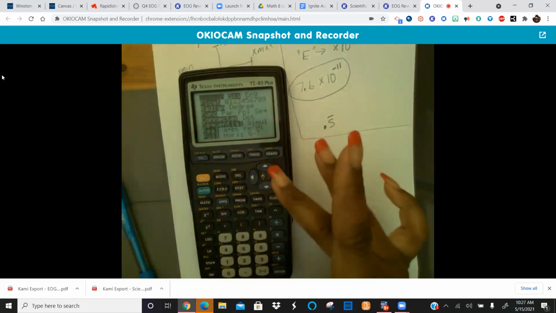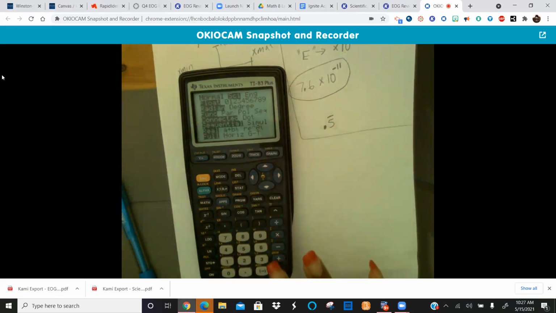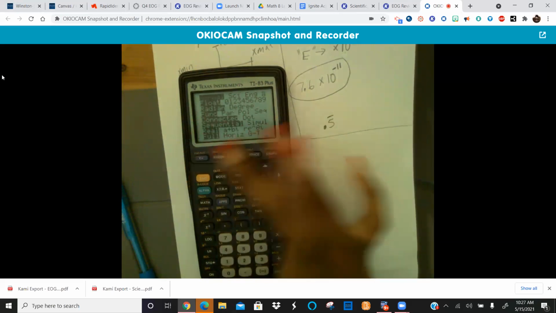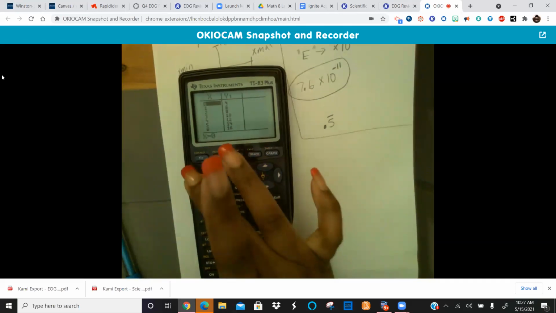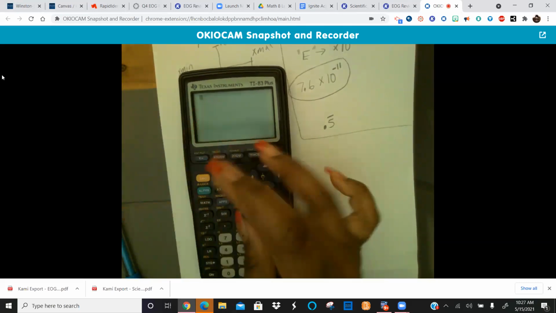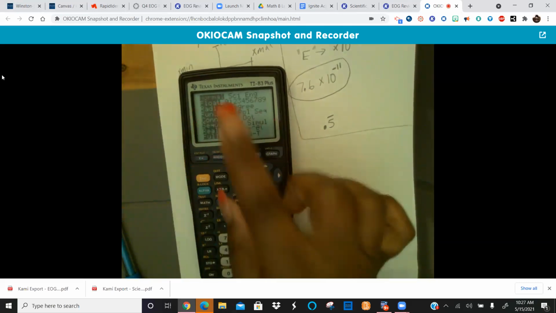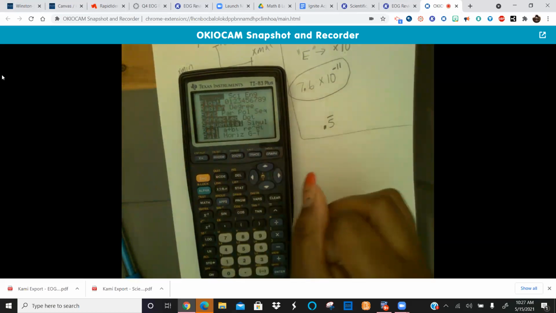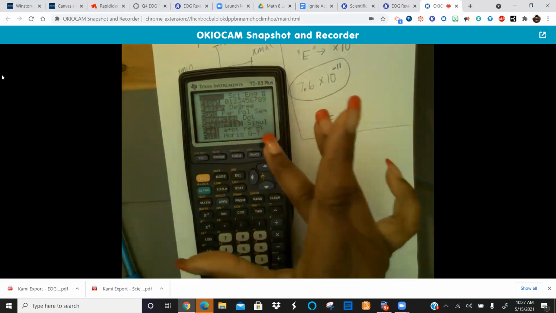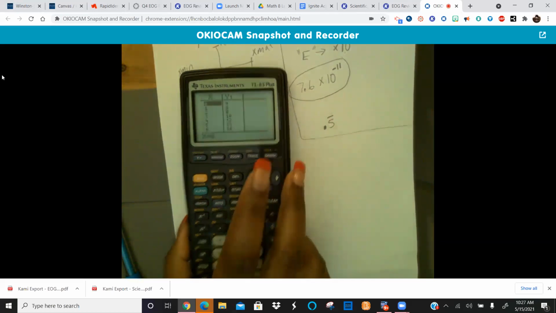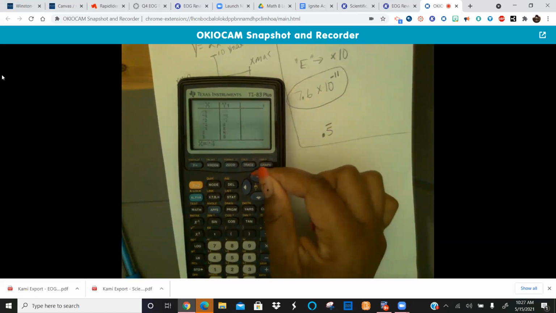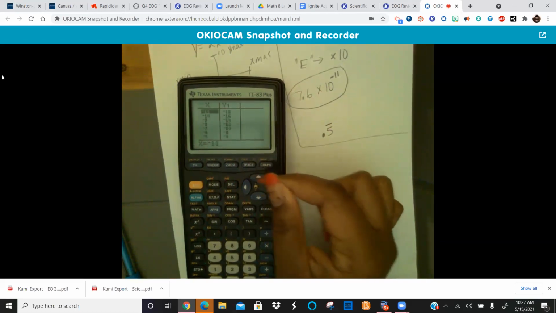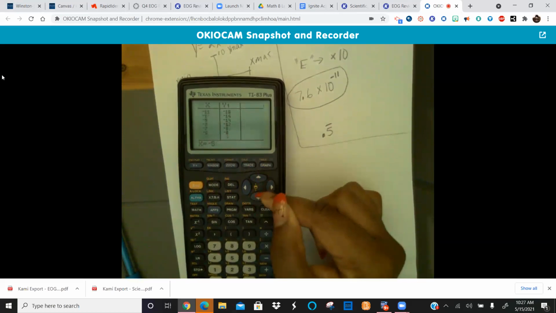I think it's still in scientific notation, so go back to mode and put it back on normal. Now it takes it out of scientific notation mode. Okay, so again, the second mode, and make sure it's in normal. Now when you go to second table, look at this. You see, these are your x and y values. You can go up as you just keep pressing the down arrow.